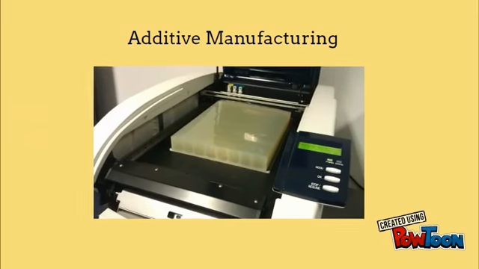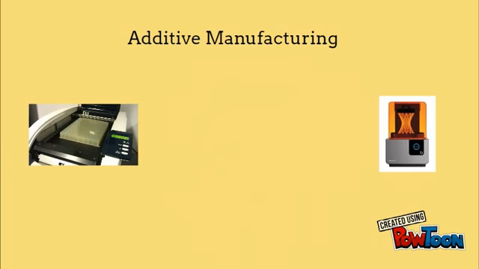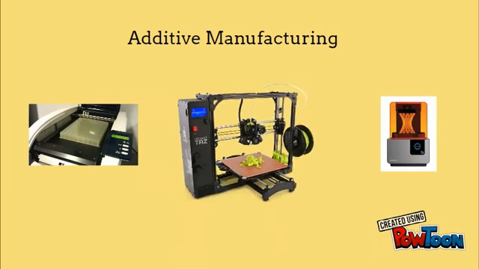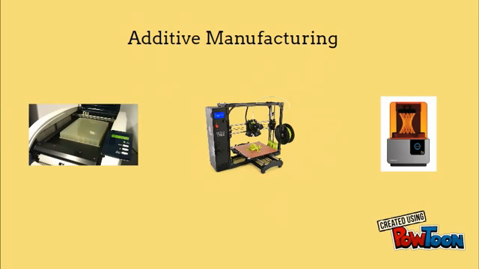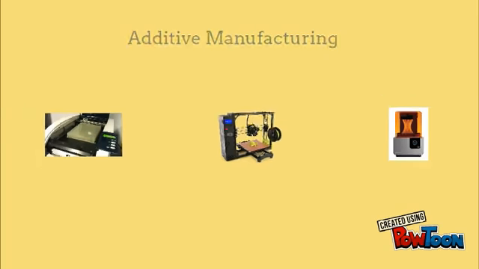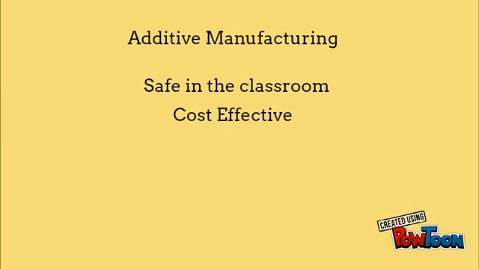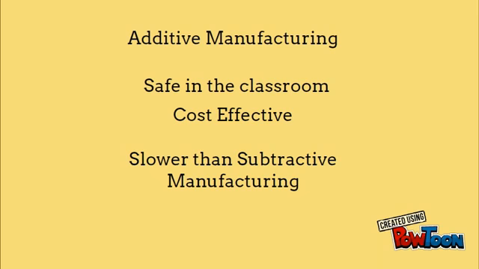Additive manufacturing takes a raw material and deposits it layer by layer into a 3D shape. Examples of cost-effective additive manufacturing include sheet lamination, vat photopolymerization, and material jetting. These last two are also referred to as forms of 3D printing. Additive manufacturing machines are reasonably safe and cost-effective in the classroom. However, they are generally slower than that of subtractive manufacturing.